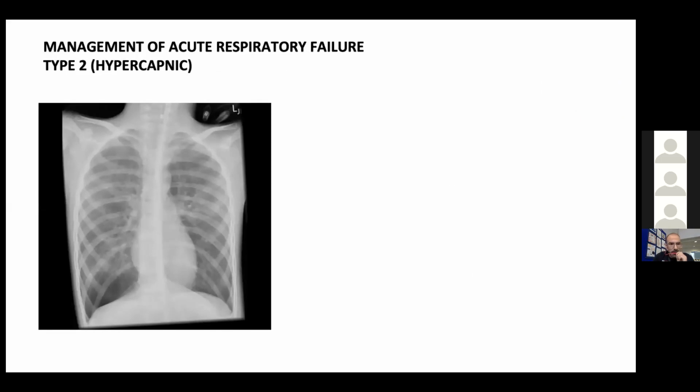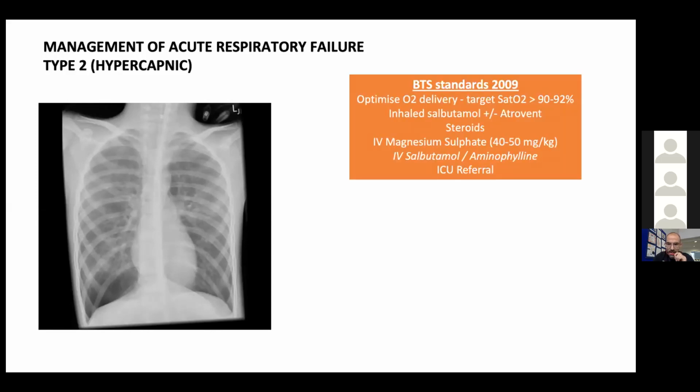So just quickly, how do we manage type 2 hypercapnic respiratory failure? How do we manage wheezers? Severe asthma. So these are the British Thoracic Society guidelines for the management of asthma.